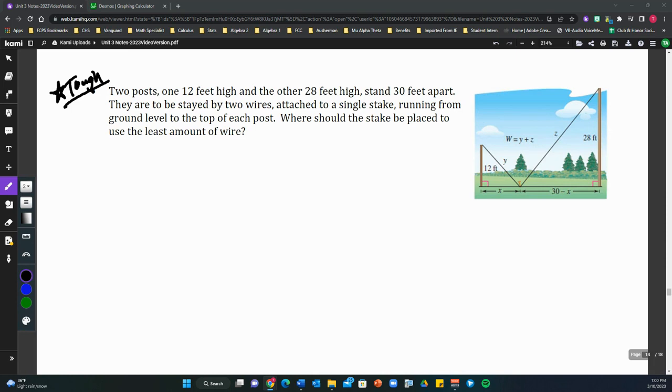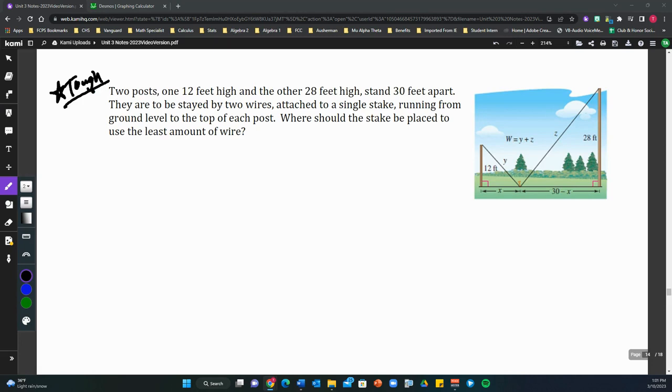That language, if you're not a farmer or familiar with construction, basically just means that to stabilize both of these, we're going to take a cable and pin it in the ground in between. Attached to a single stake. So we're tying both of these wires to that same stake. They run from ground level to the top of each post.